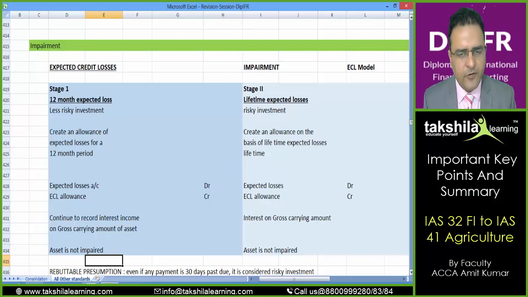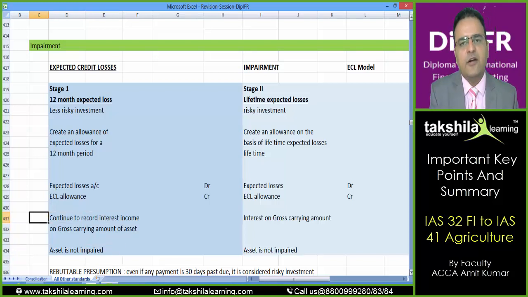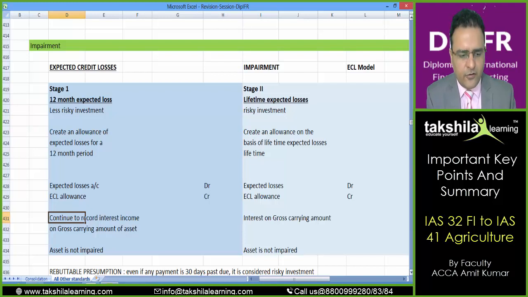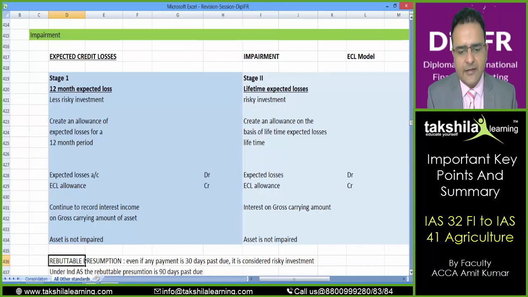Depending on the type of risk, if it is a less risky investment, that means we are in stage 1. And if we are in stage 1, we'll create an allowance for the expected loss on this asset, on the recoverability of the asset for the 12-month period. If it is a less risky investment, then we expect the loss for the 1-year period and we create an allowance for the 12-month expected losses. And we continue to record interest on the gross carrying amount of the asset. Whatever interest we are expecting on this investment, we continue to record it on gross carrying amount and this asset is not considered impaired.